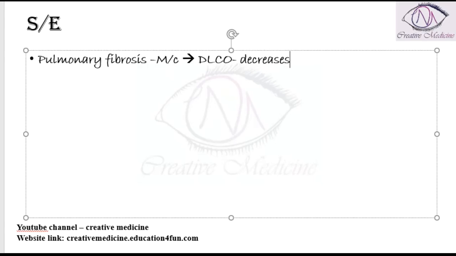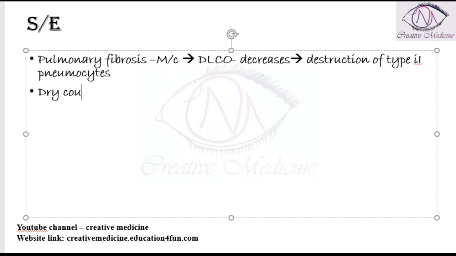So this pulmonary fibrosis mainly occurs due to the destruction of the type 2 pneumocytes. The type 2 pneumocytes are destroyed by the amiodarone. Amiodarone can also cause other side effects like respiratory symptoms, such as dry cough and breathlessness. The side effects are mainly seen when the cumulative dose of amiodarone is around 200 milligrams.